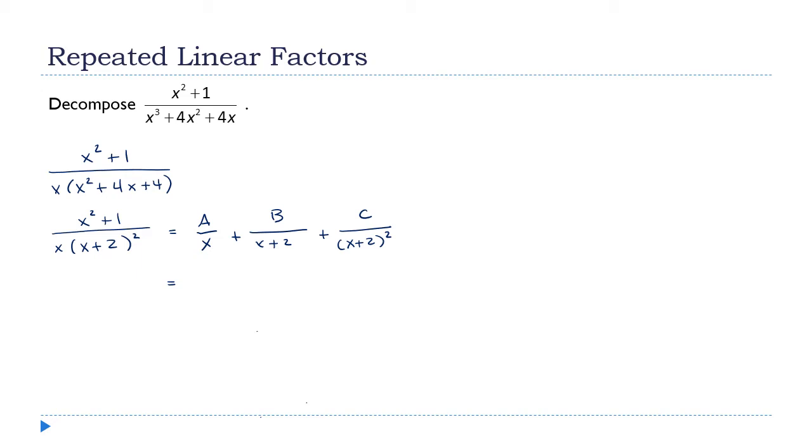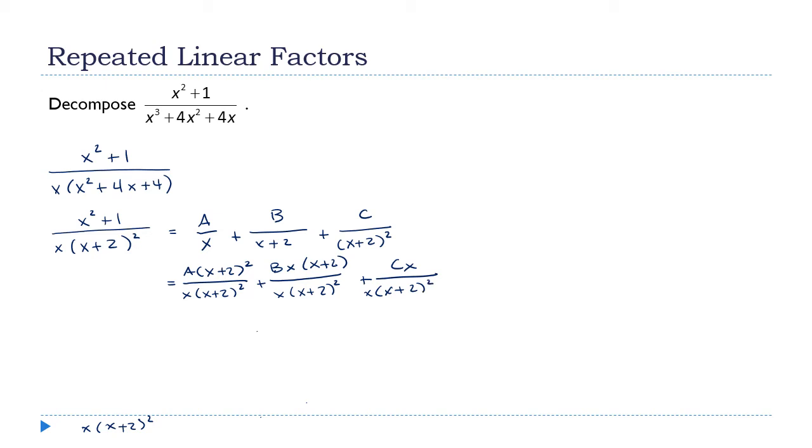What's my common denominator going to be? It's going to be x times (x plus 2) squared. So I have to add an (x plus 2) squared to the first term. I have to add both an x and an x plus 2 to the middle term. And the last term just gets an x. Okay, now it's combining everything together and doing a lot of really careful algebra.